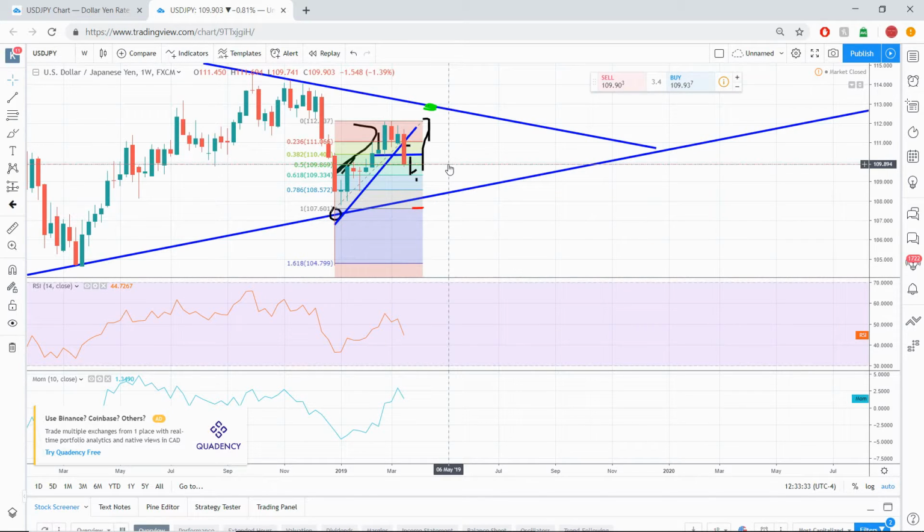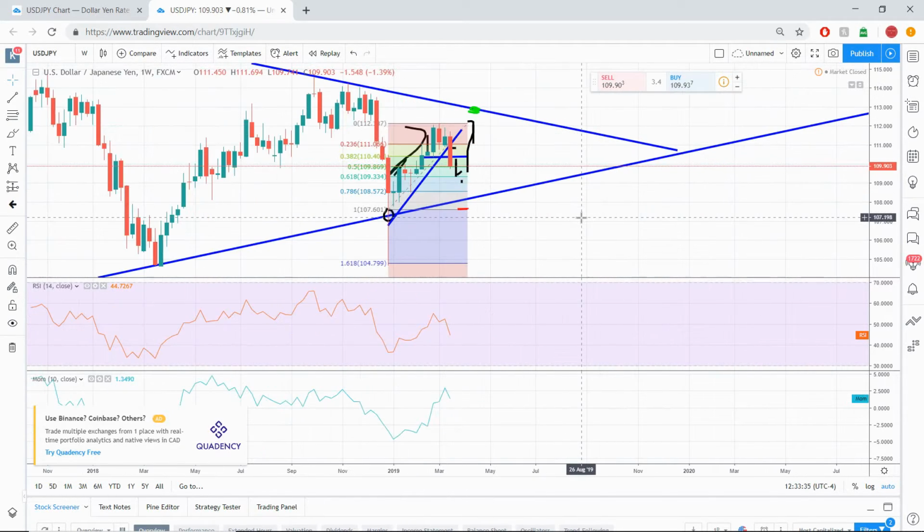I will update you guys with what happens with price ultimately. Obviously, no one knows what price is going to do. All you can do is control your risk. Only risk 0.5% to 1% per trade. Don't move your stop loss if price goes against you a little bit, and just stick with your plan.